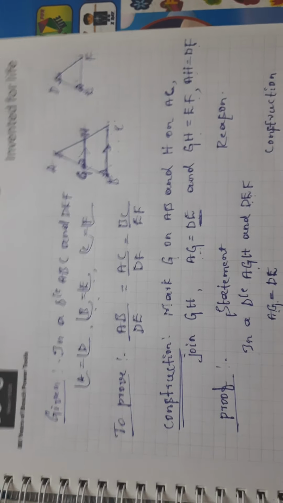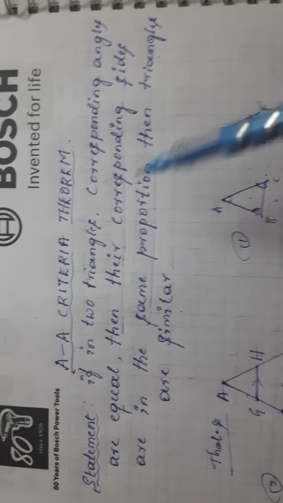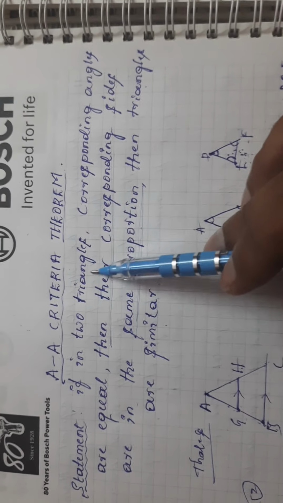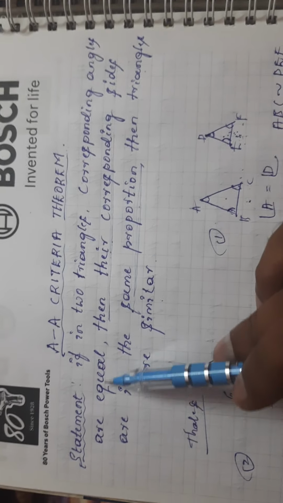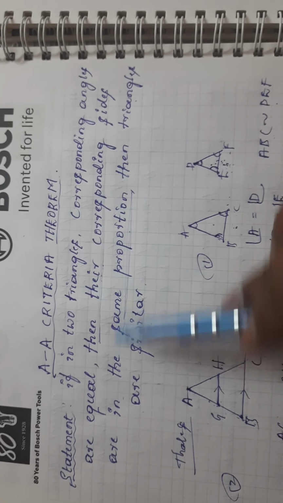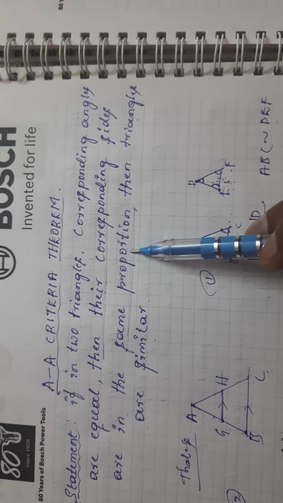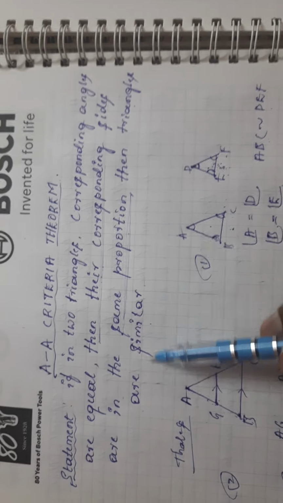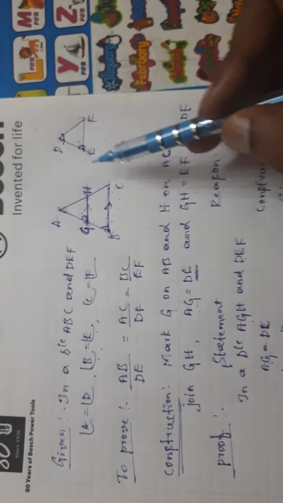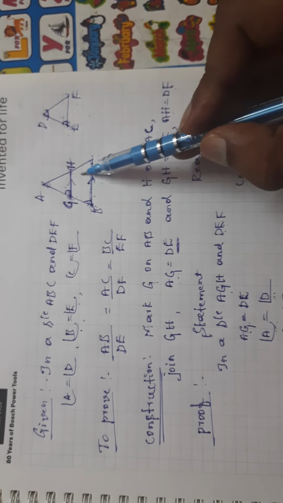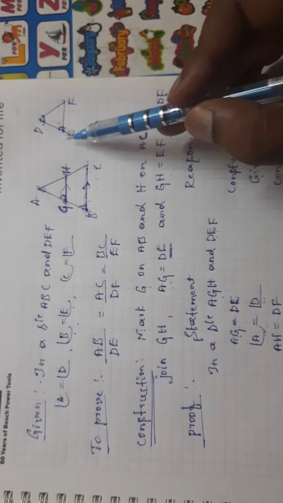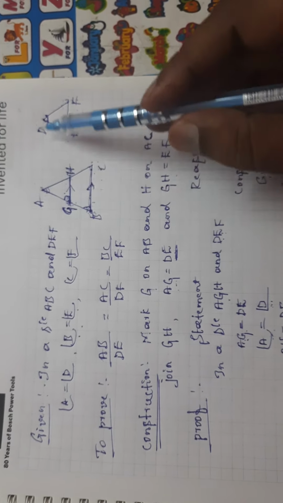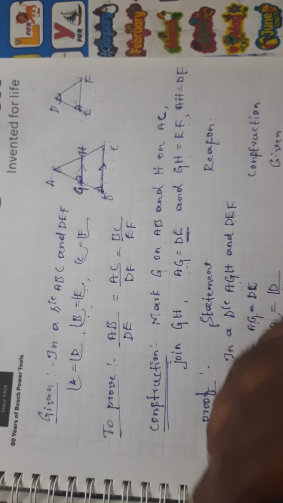Okay, I will tell you once again. What is the statement? Look here. AA criteria theorem: if in two triangles corresponding angles are equal, then their corresponding sides are in the same proportion, then the triangles are similar. You can take any two triangles. In two triangles, their corresponding angles are equal, as given in the statement.